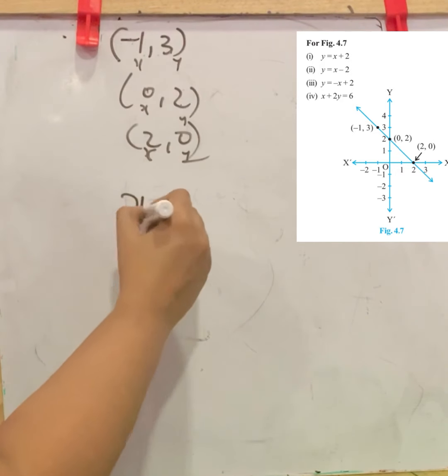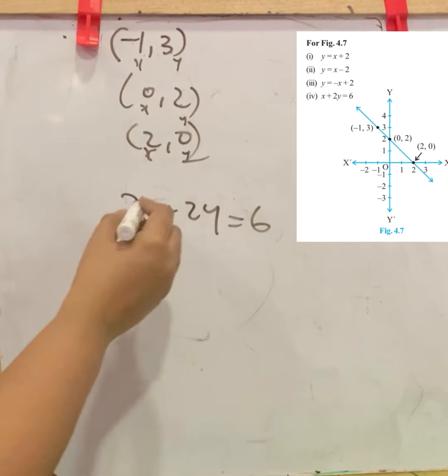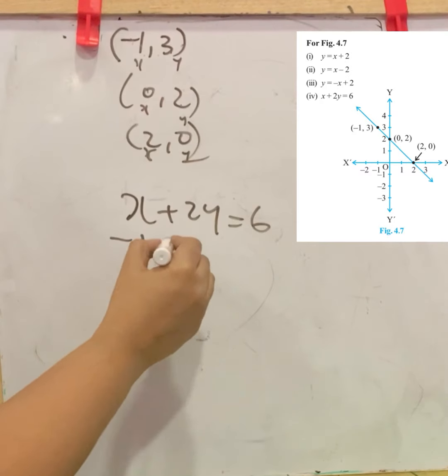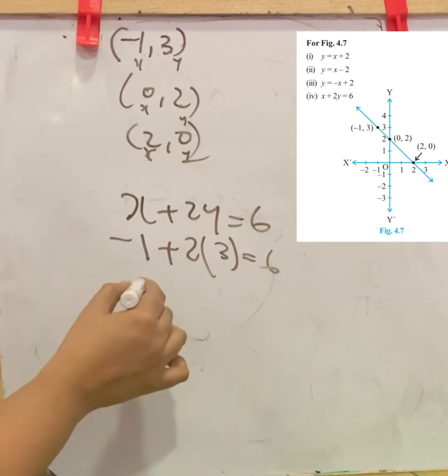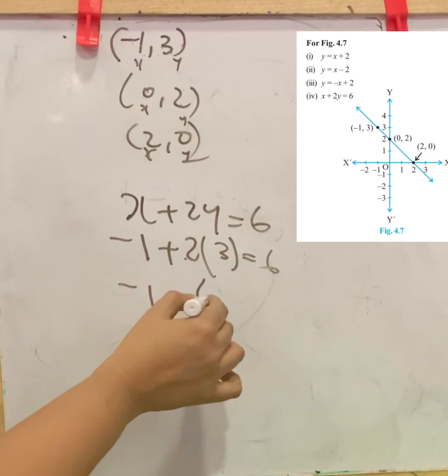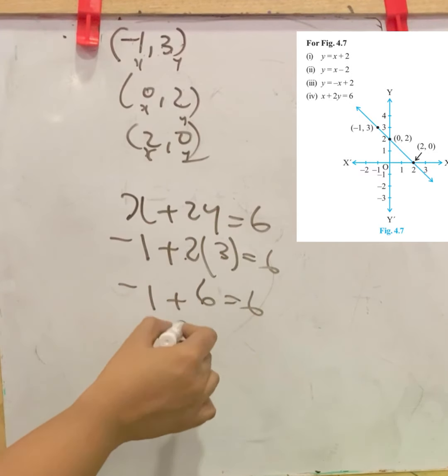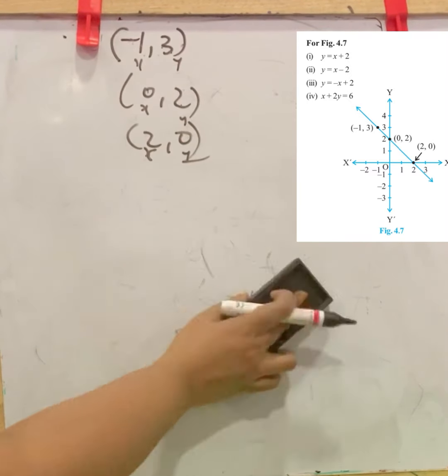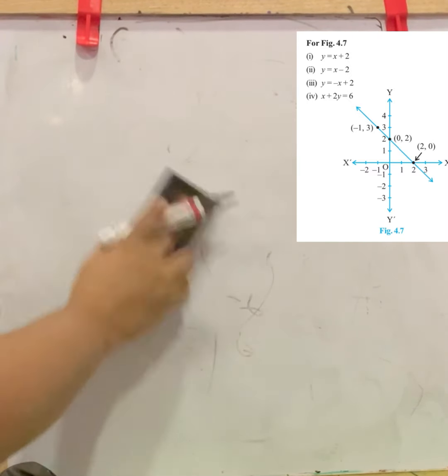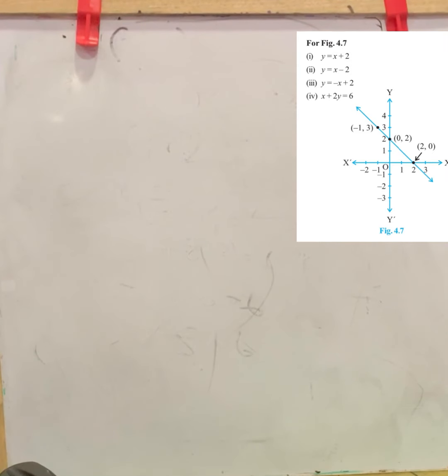Last one is x plus 2y equal to 6. X is minus 1 plus 2 into y is 3 equal to 6. Minus 1 plus 3 2s are 6, equal to 6. This is 5 equal to 6. No, it is not equal. It doesn't satisfy. So the figure shown here is representing the line y equal to minus x plus 2 because all the three solutions satisfy the equation.